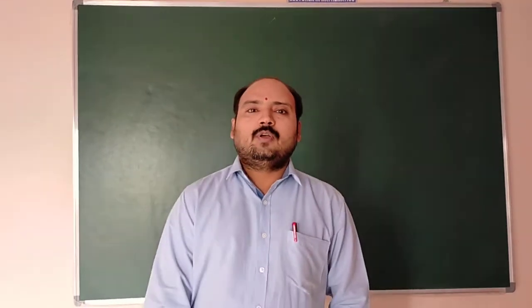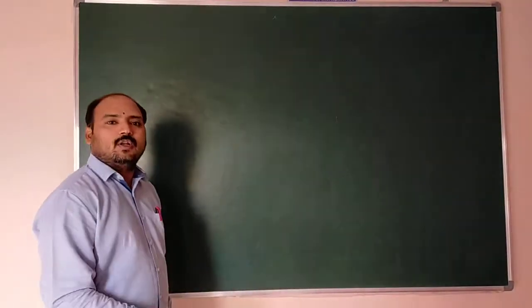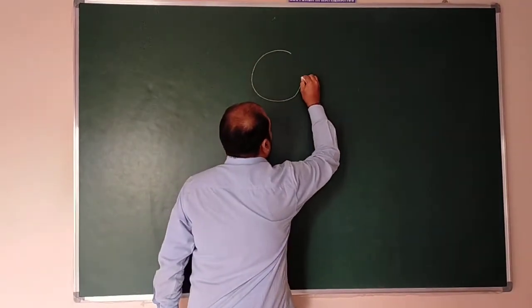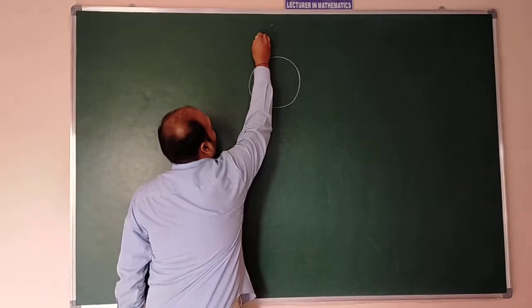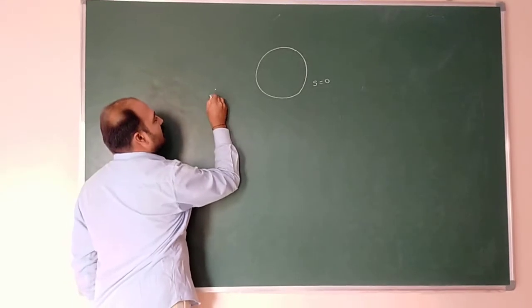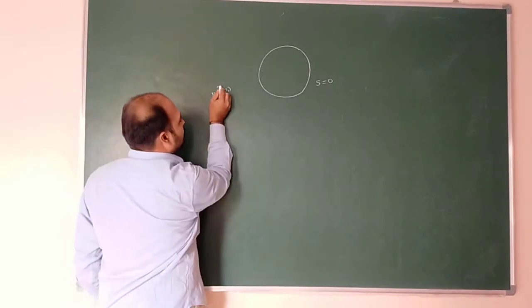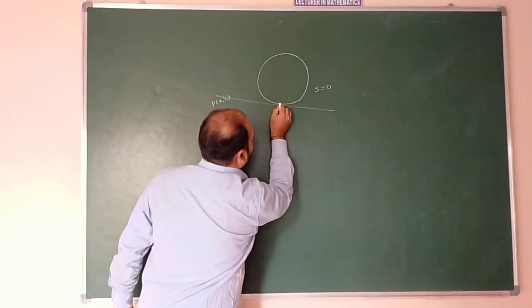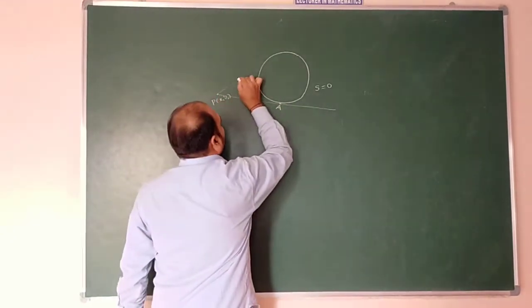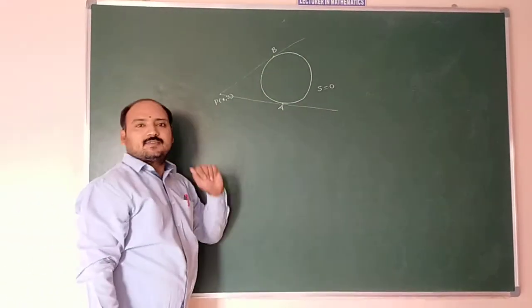Next concept, the angle between the two tangents from an external point to the circle S equal to 0. See here, S equal to 0 be the circle. So P(x1, y1) be any external point. From this point, you have to draw the tangents to the circle which touch at the points A and B respectively. These are the two tangents.